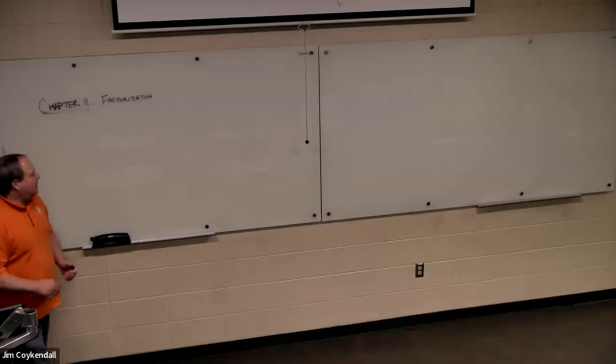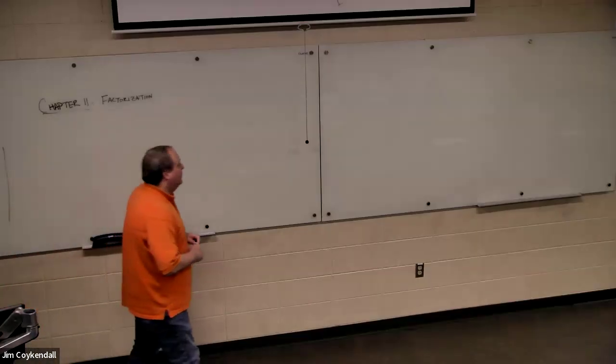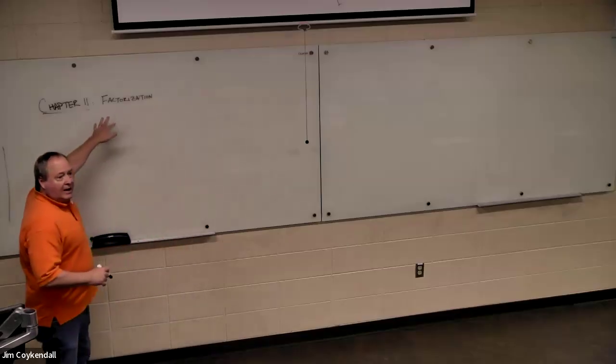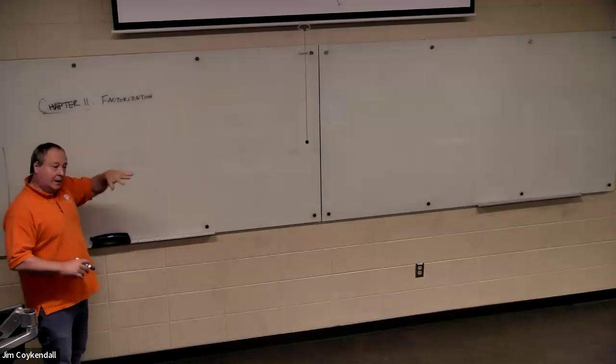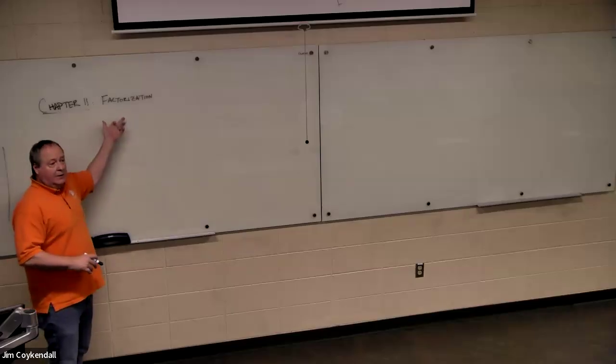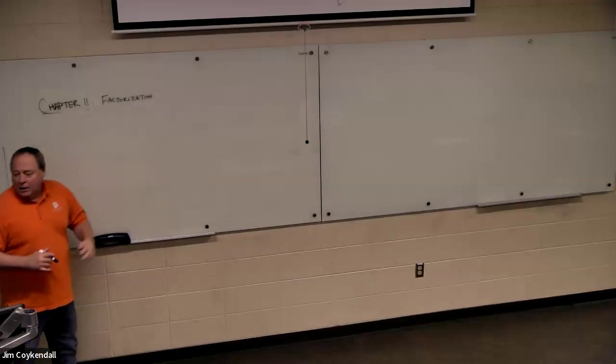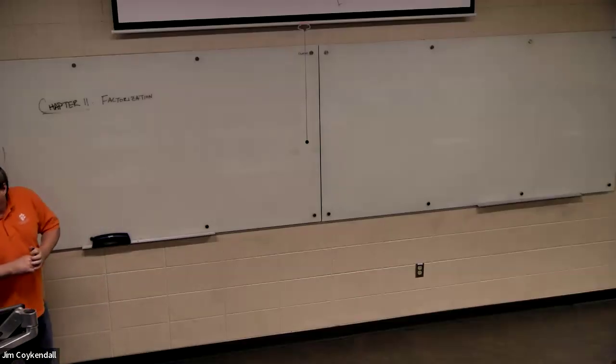So this week, this is the last chapter we'll cover this week. Factorization. In this section, you can always assume, unless I tell you otherwise, that any ring is an integral domain. So it's a commutative ring with identity, no non-zero zero divisors.